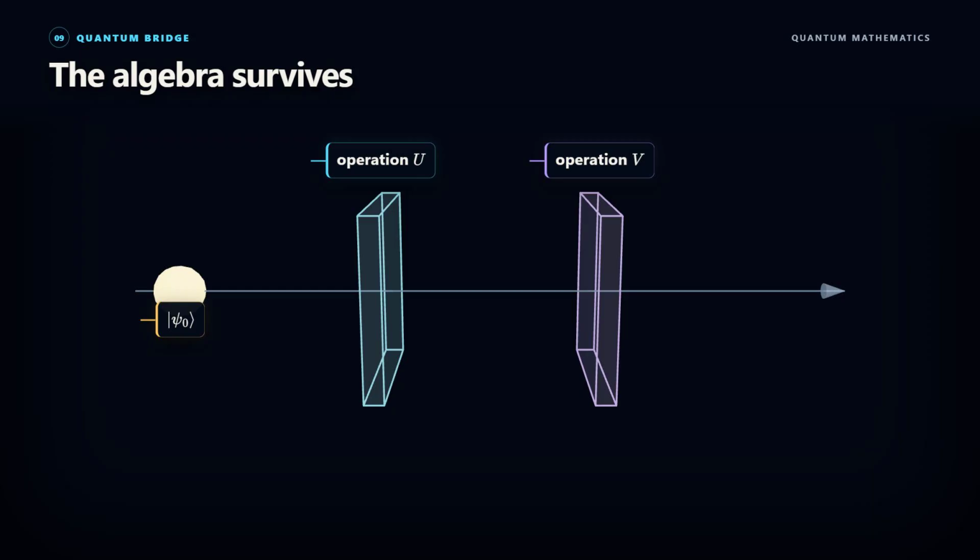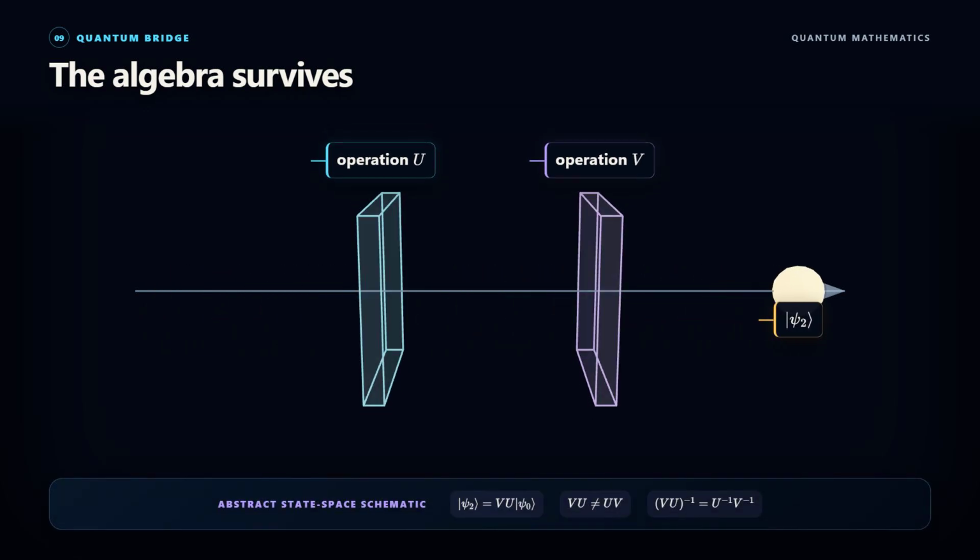A quantum state is not an arrow painted on this detector plane, and a quantum operator is not literally bending ordinary space. The state belongs to a mathematical state space, but successive operations still compose. If U acts first and V acts second, then the final state is ket psi 2 equals VU ket psi 0. In general, VU is not UV, so the order of quantum operations can change the result.